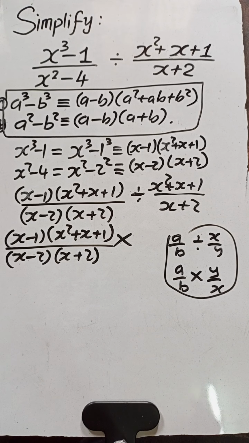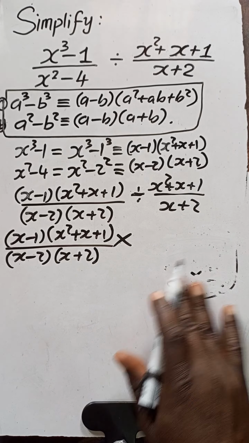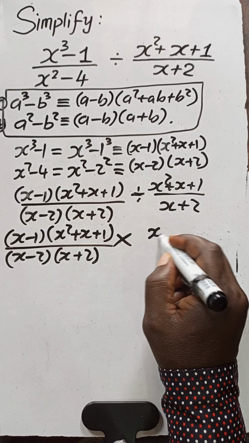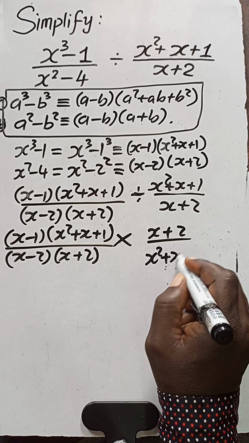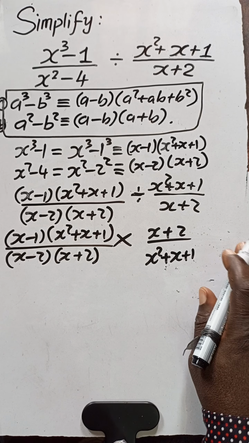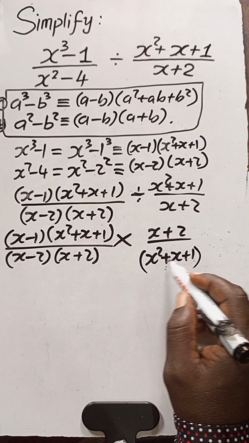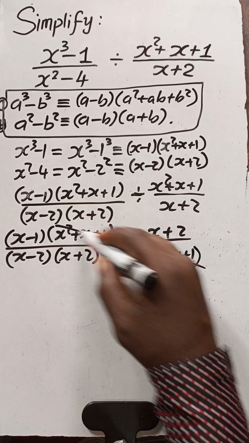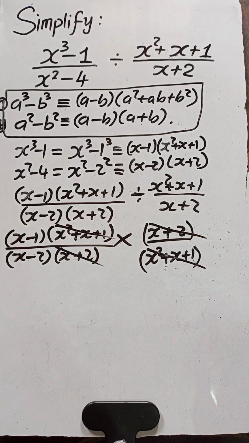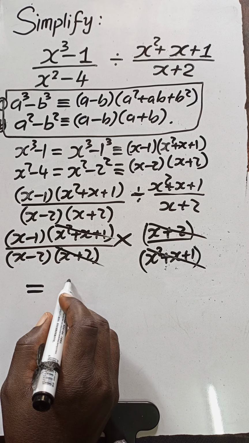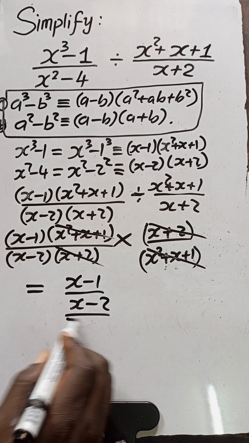We change this to multiplication, and then we invert this other one. We have x plus 2 all over x squared plus x plus 1. So we can now see that x squared plus x plus 1 cancels off there, and x plus 2 cancels off with this one. And so we end up with x minus 1 all over x minus 2.